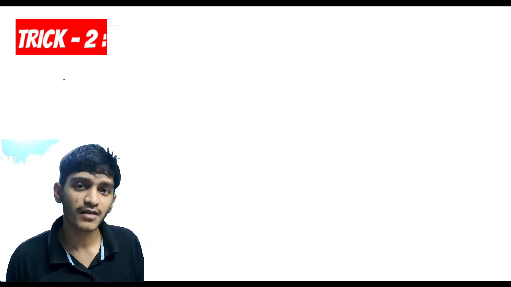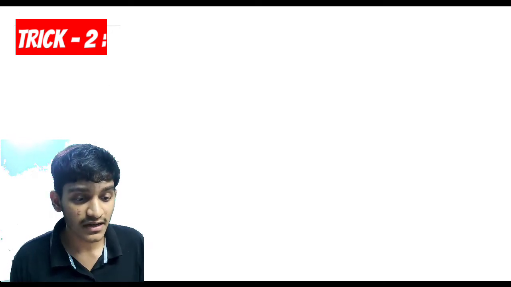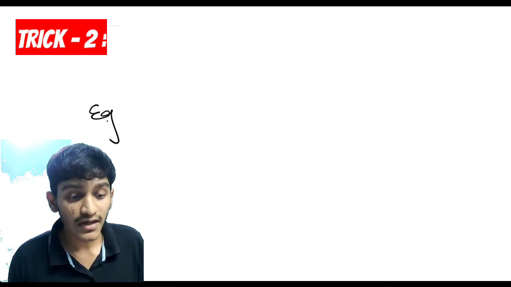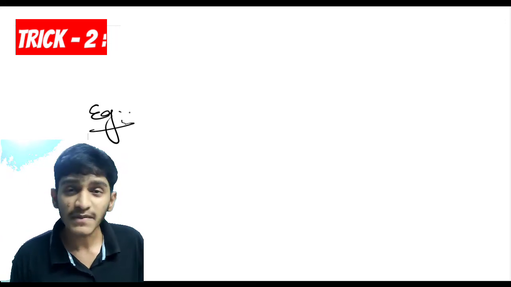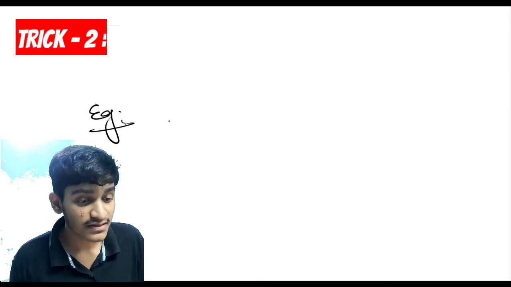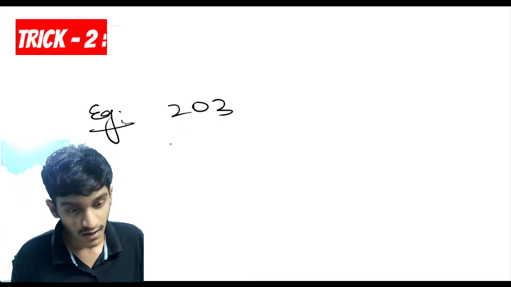So now we very well know what trick number 1 is, and we can move on to trick number 2. Trick number 2 can be used in places where there are numbers with a 0 in between them. Let me give you an example. Suppose I take this number, 203 times 409.